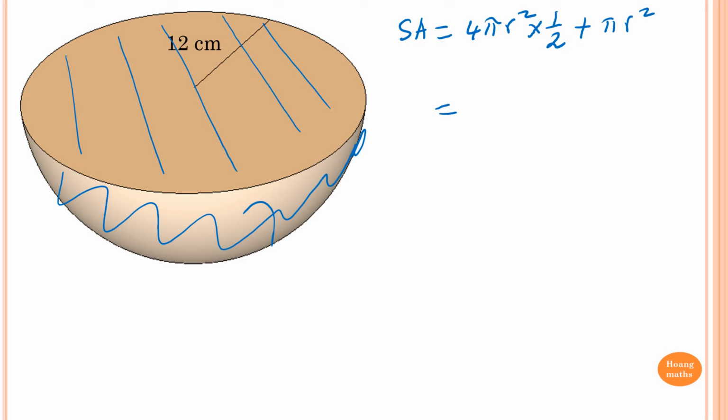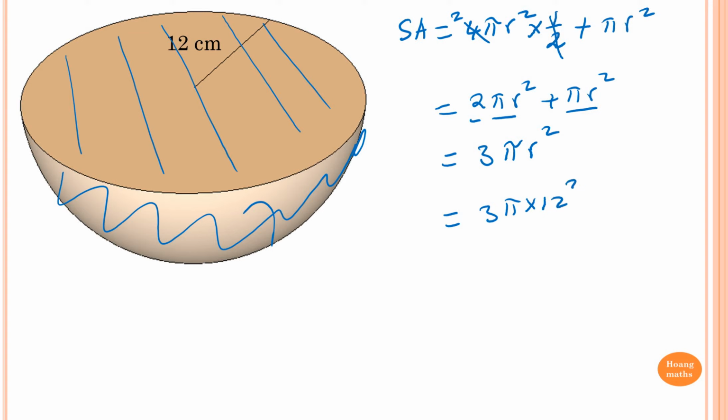squared. So I can simplify: half of 4 gives me 2, so 2 pi r squared add pi r squared. So we can just collect like terms. 2 lots of pi r squared and another pi r squared is 3 pi r squared. So now I can just substitute the value in, which is 3 pi times 12 squared. 12 squared is 144, times 3 gives me 432 pi. So this is exact, or in terms of pi.